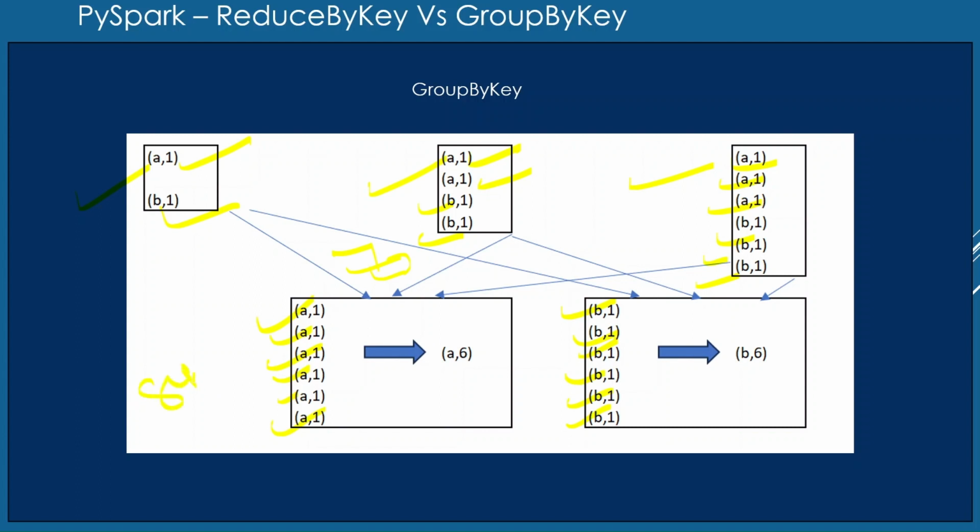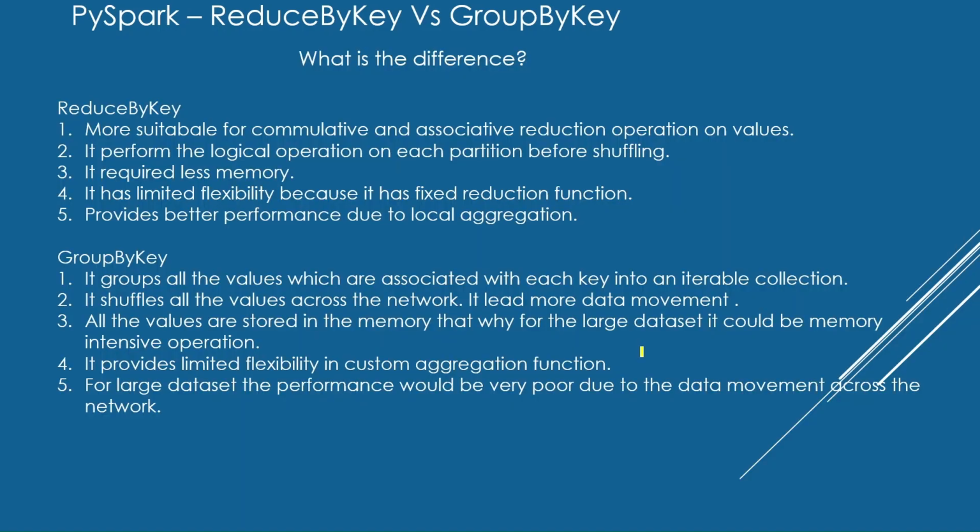Here we are just doing the sum aggregate. What it is doing is just summing up all the values present for the key. Each has value 1. So if you aggregate it, it becomes A6. Same goes with the B key. So what is the difference then?